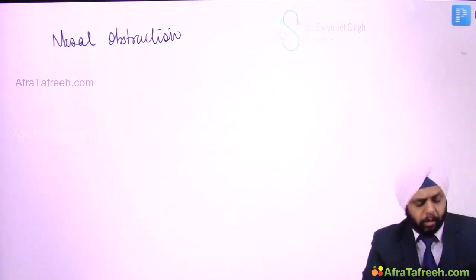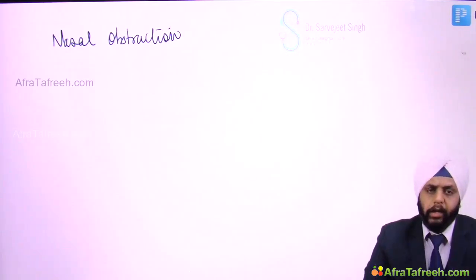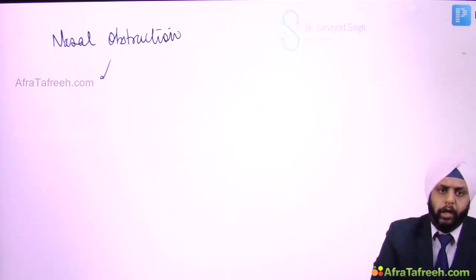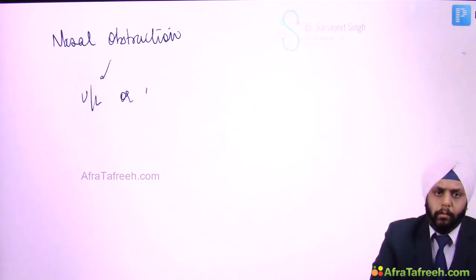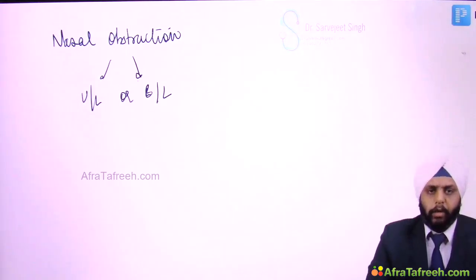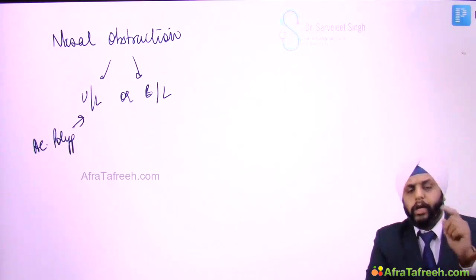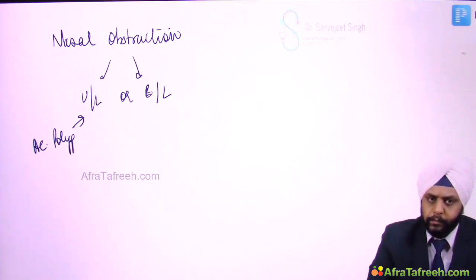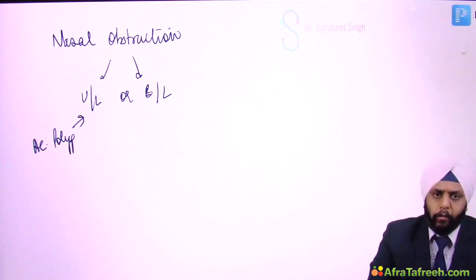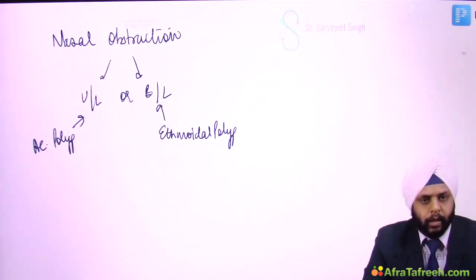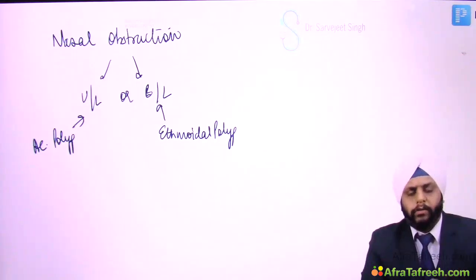So the most common presentation is nasal obstruction, unilateral or bilateral. An antrochoanal polyp is generally going to present as a unilateral obstruction, whereas ethmoidal polyps are generally going to present as bilateral nasal obstruction, right? However, this rule is not universal.